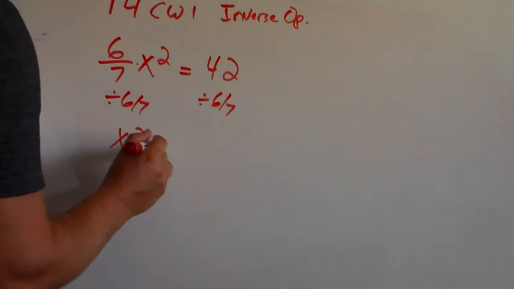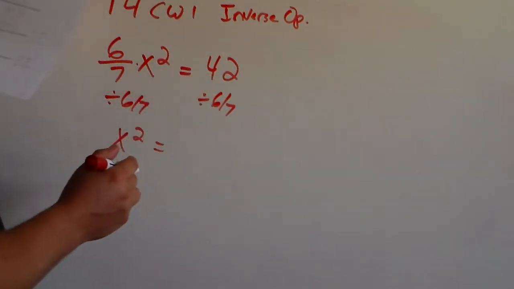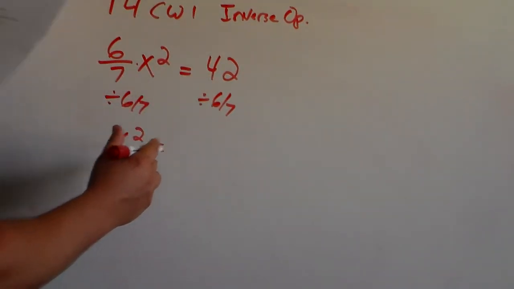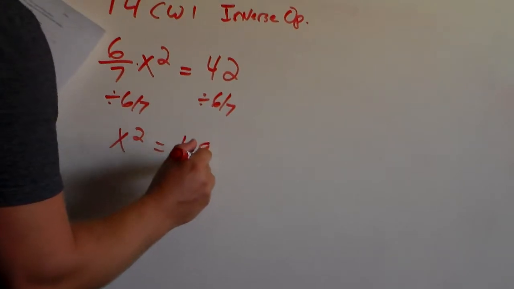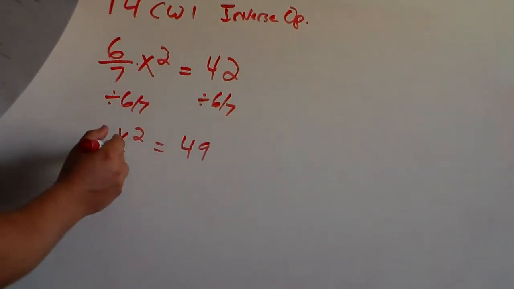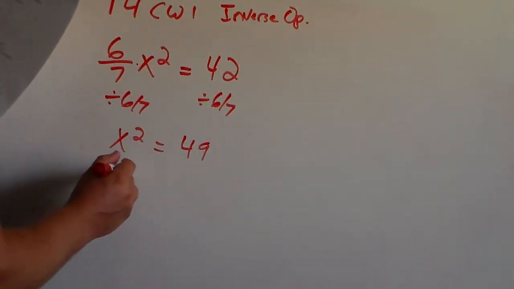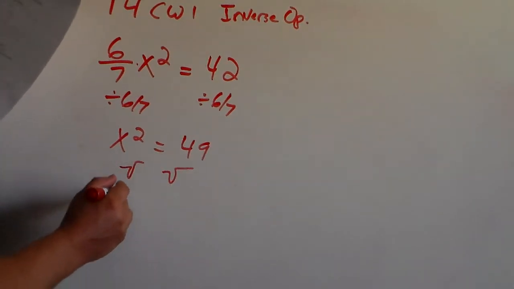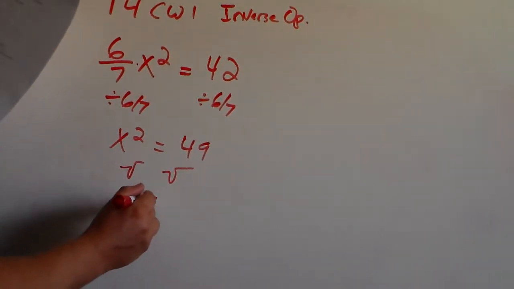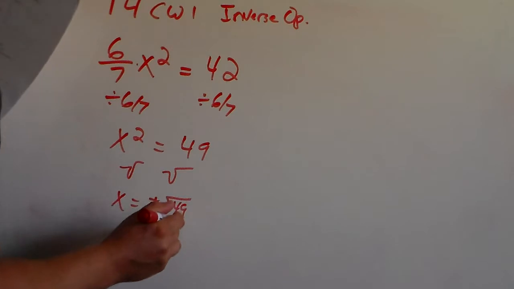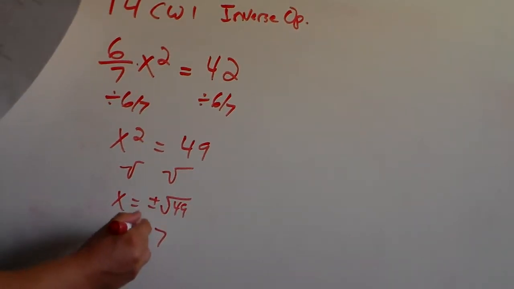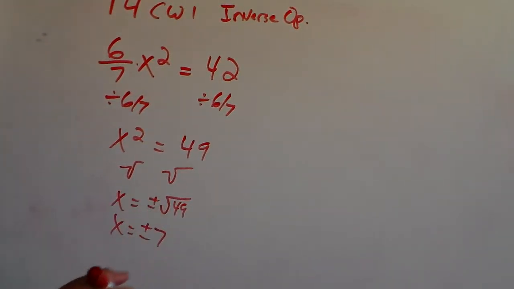So we have x squared equals 42 divided by 6/7, which gets you 49. X squared equals 49. We take the square root of both sides, so we get x equals plus or minus the square root of 49, and the square root of 49 is 7. So our two answers are x equals positive 7 and x equals negative 7. Next up will be problem number 3.